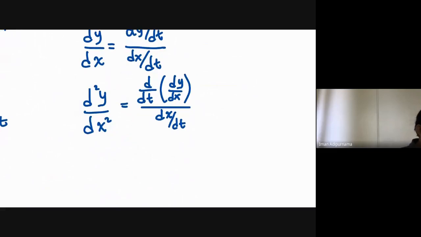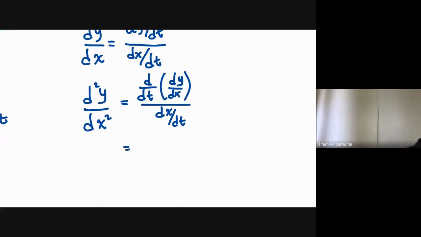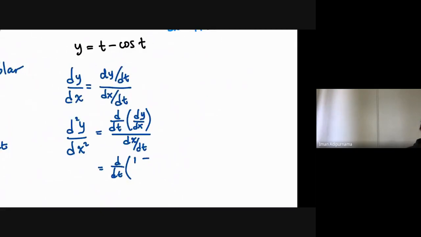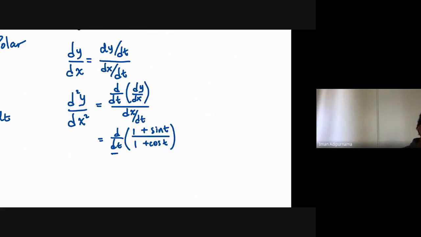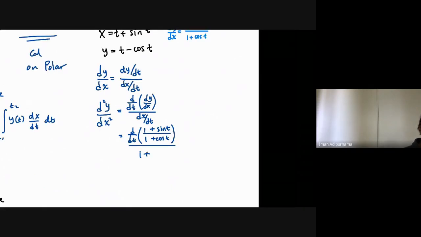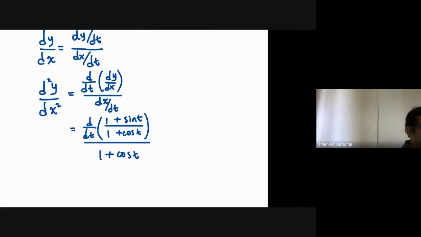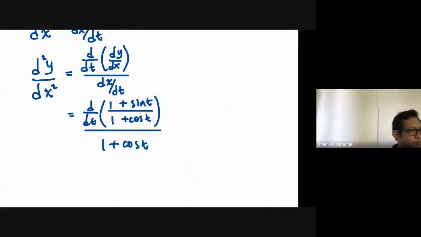Now we put it here, so d over dt of 1 plus sine t divided by 1 plus cosine t, and then divided by 1 plus cosine t. Now differentiate. We have a quotient now. Remember the quotient rule.